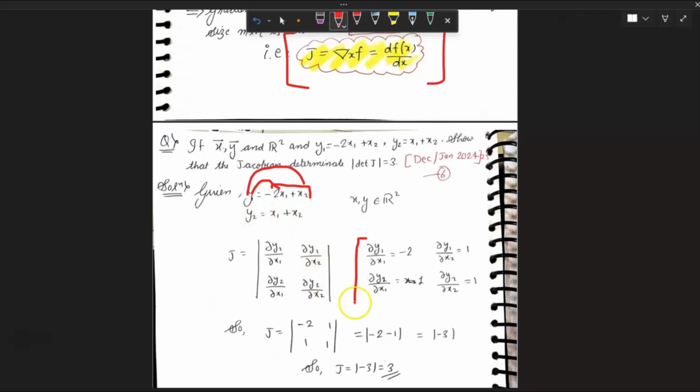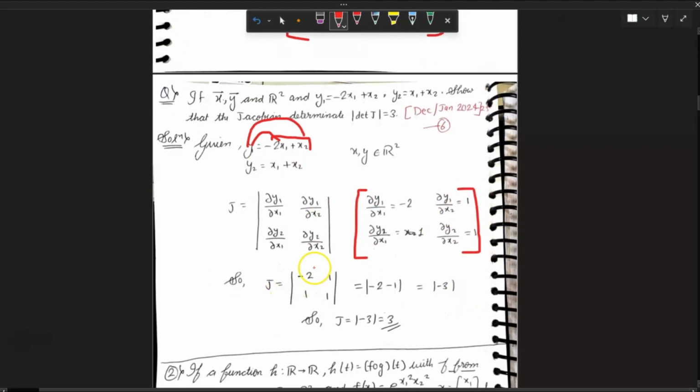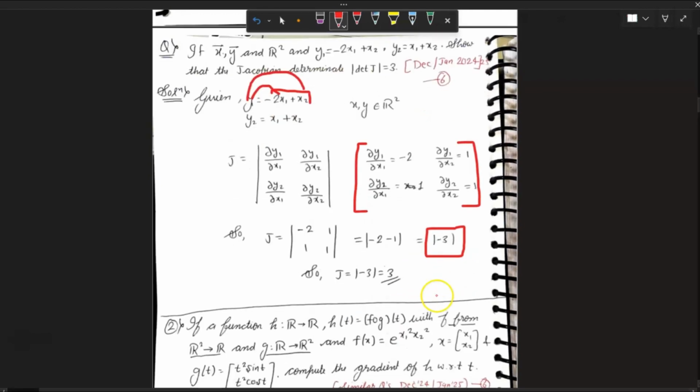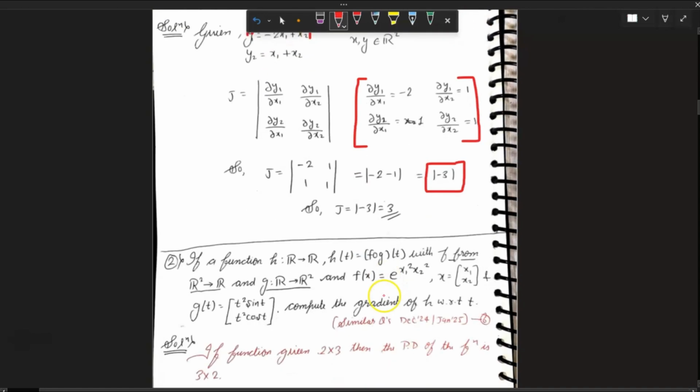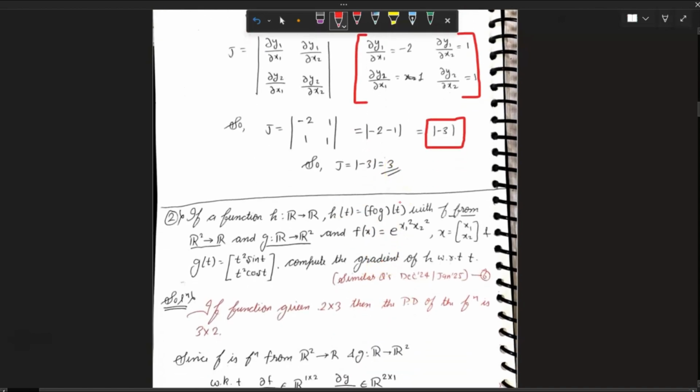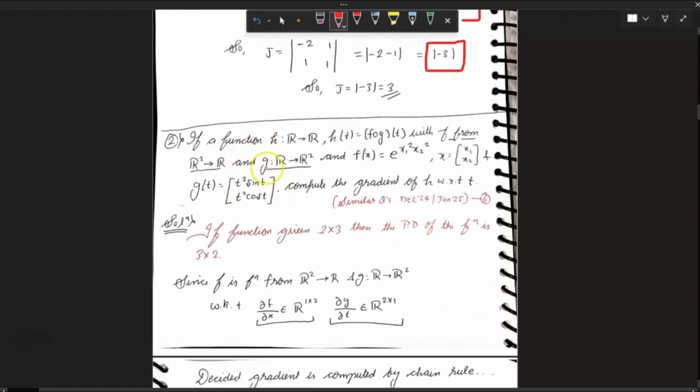Now find the values of these partial derivatives separately. Then put all the values in this Jacobian: minus 2, 1, 1, 1. Now solve this determinant, you will get minus 3. How will minus 3 be converted to 3? Because it's a modulus, so it will be converted to positive. I hope it's clear. Let's move to the next question.